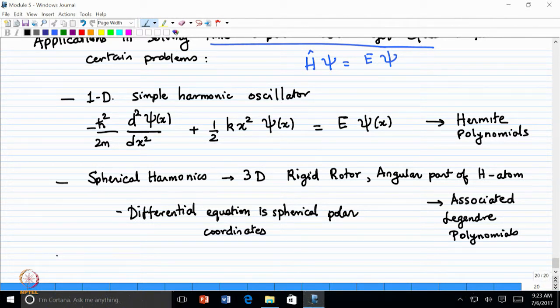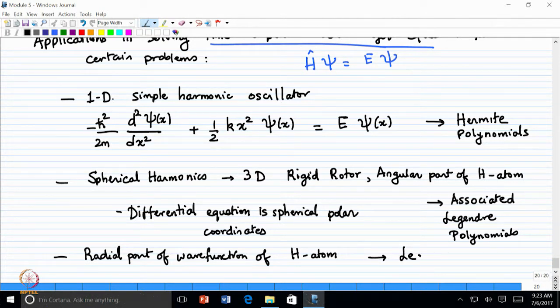The third very common place where you see the power series method is in the radial part of the wave function of the hydrogen atom. Just the radial part of the wave function, you see what are called Legendre polynomials, or rather these are the associated Legendre polynomials.